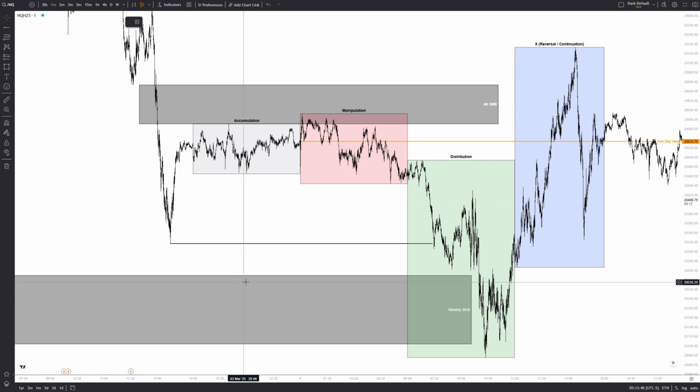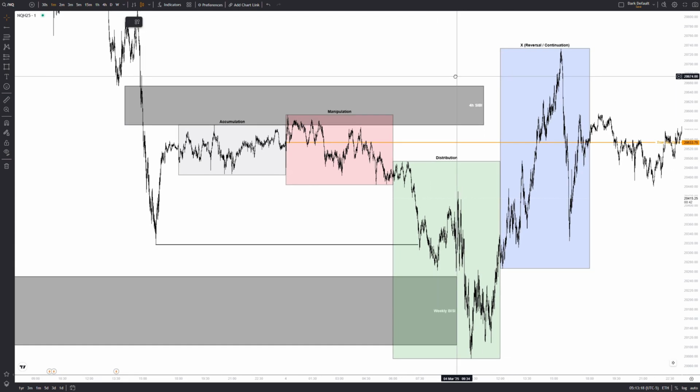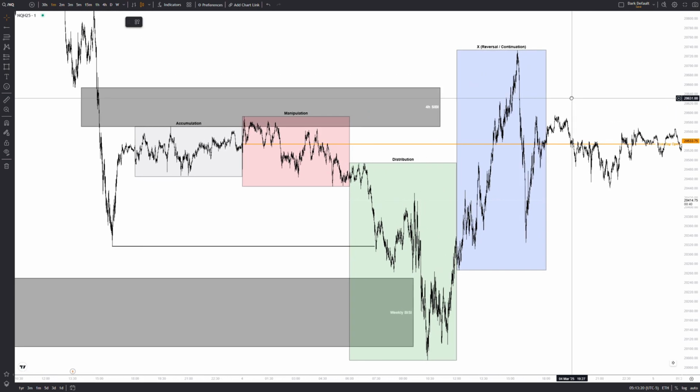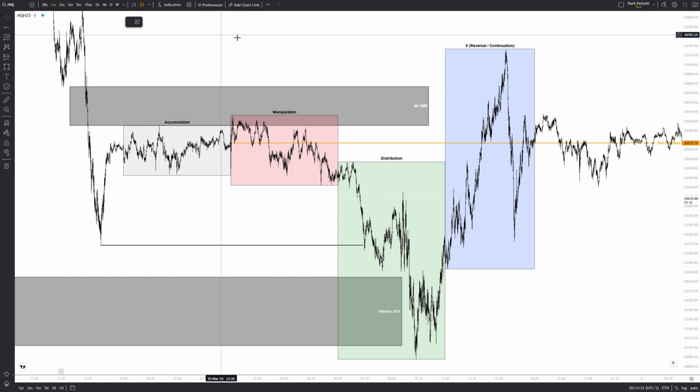and why we were also targeting this 4-hour SIBI, obviously mostly due to it not being a premium bearish PDRA, but rather a discount. So we expect it to act as a resistance, but eventually be broken through for the meanwhile. But obviously we have to wait and see what happens and how price reacts to these levels.